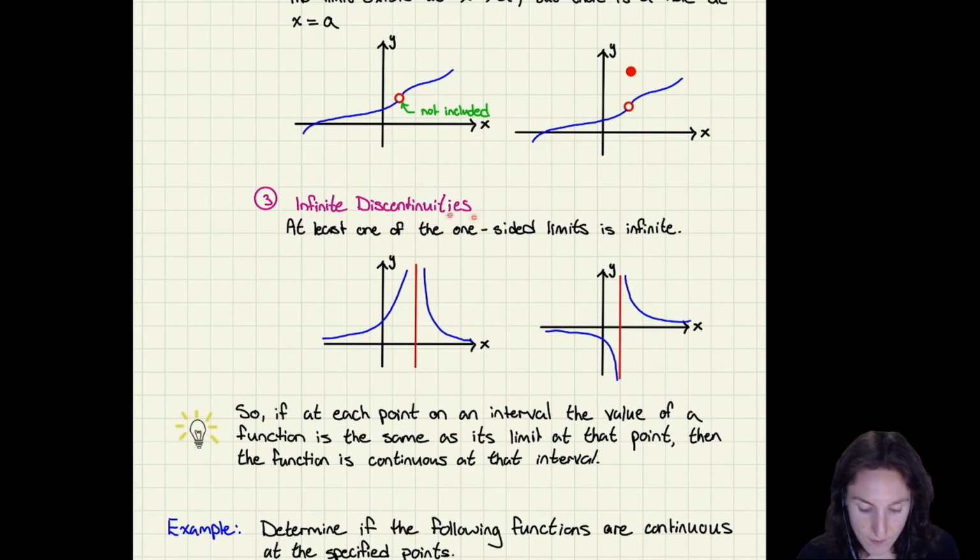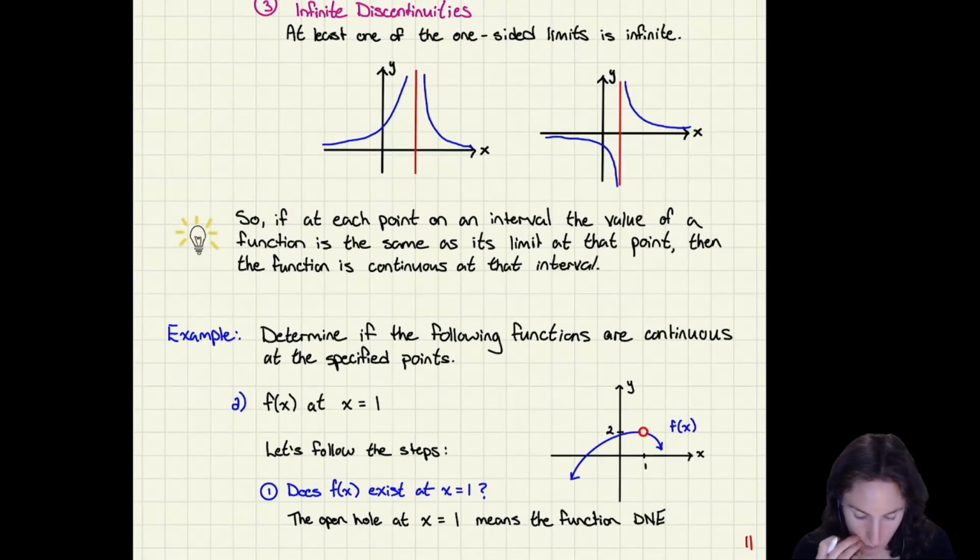The other one is infinite discontinuities, and this is where at least one of the one-sided limits shoots off to infinity. So the function could be following a vertical asymptote, for example, but maybe it's not going in the same direction, similar to our 1 over x example that we've done a few times now.